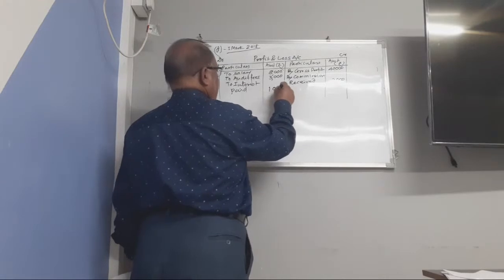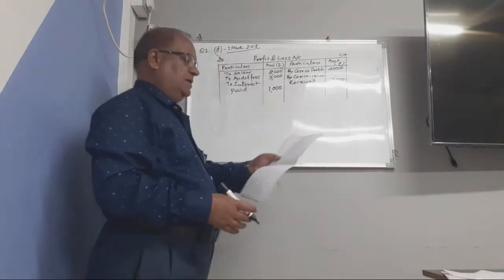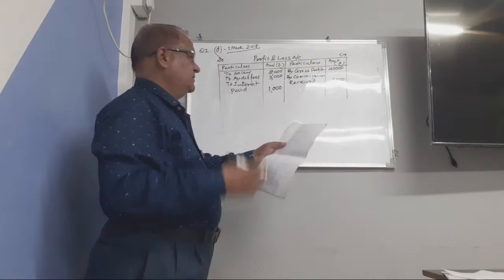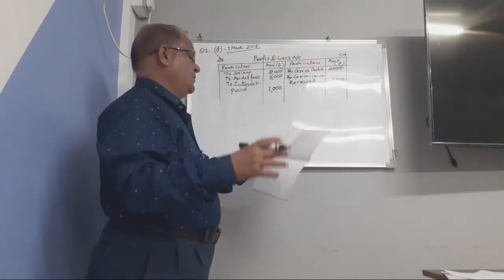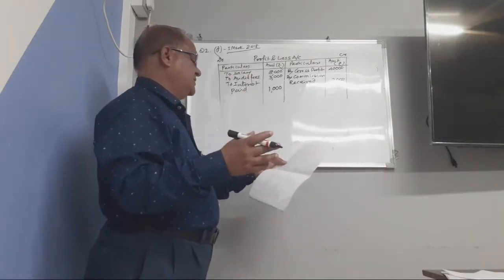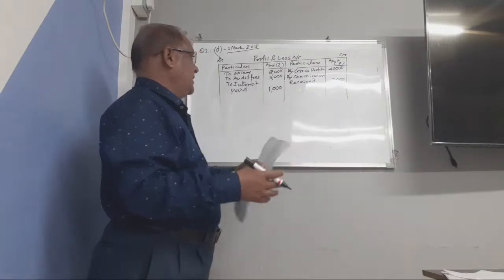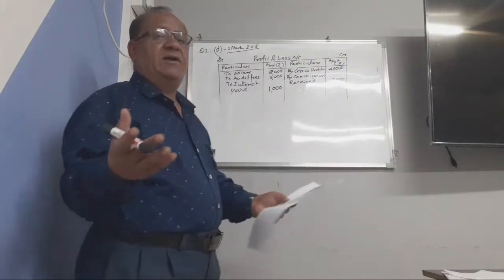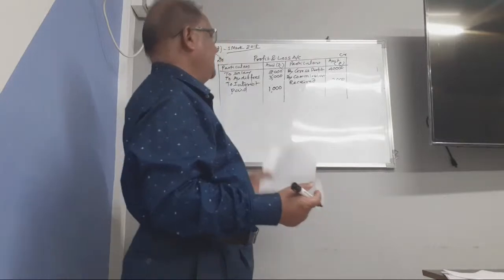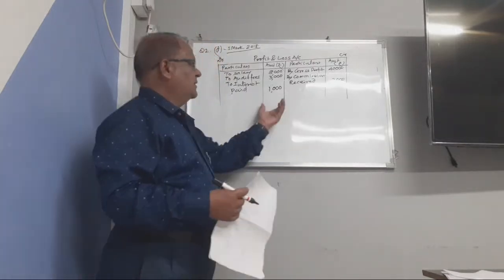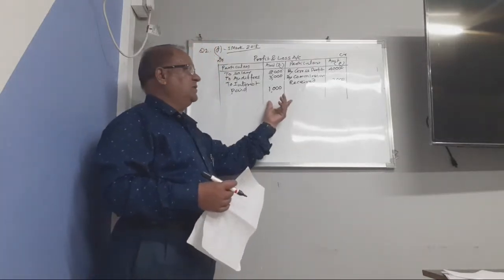Now separate the available information: gross profit, salary, audit fees, commission received, interest paid. Just separate how many items there are. Five items are given for 5 marks. If you miss any of these, you will not get full marks, only 4 marks.